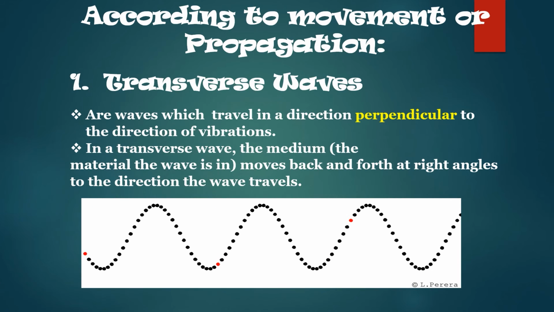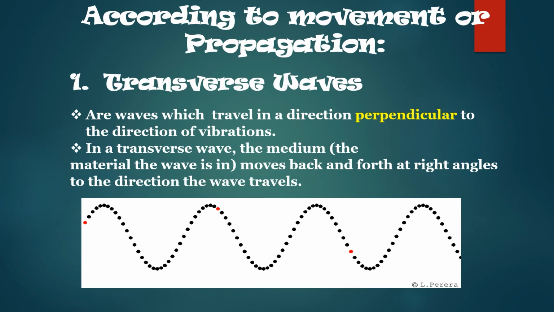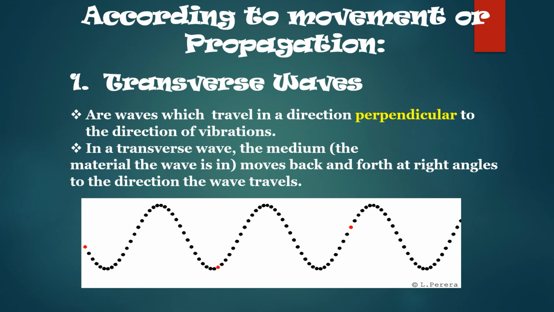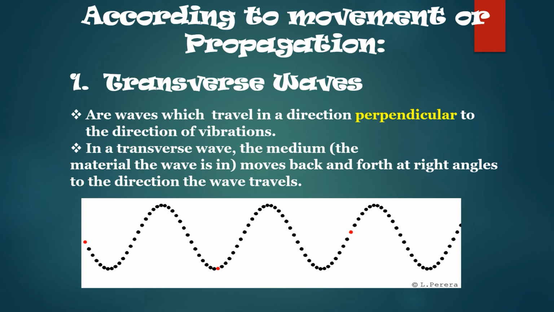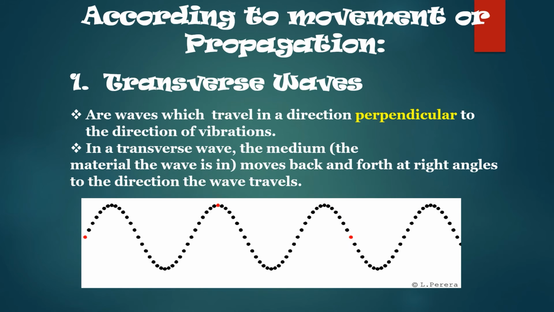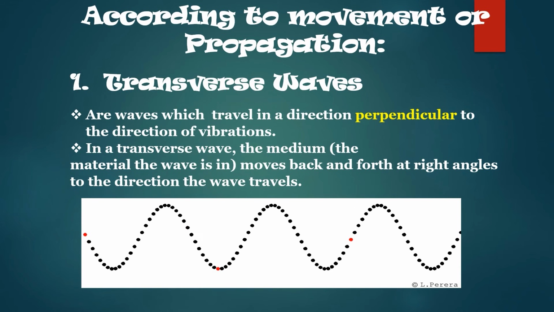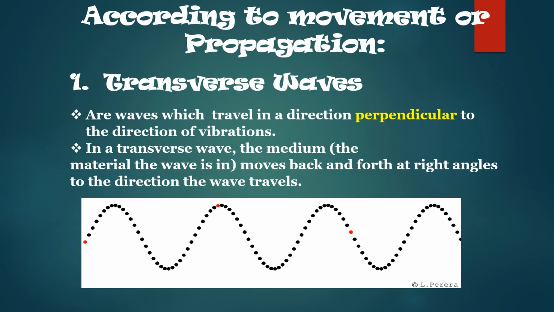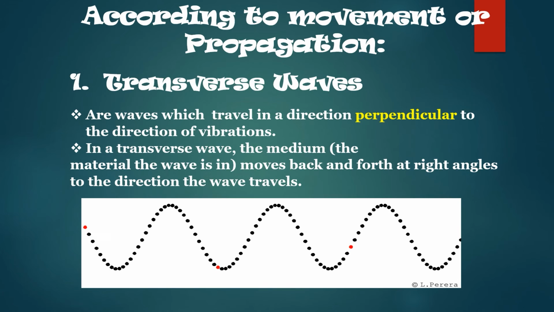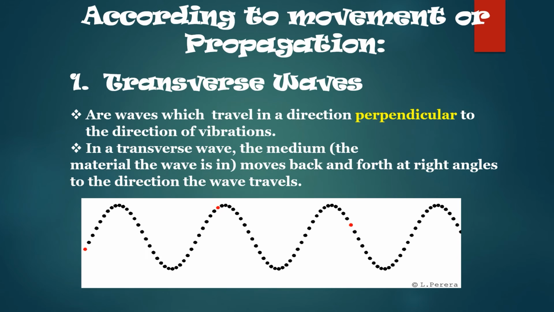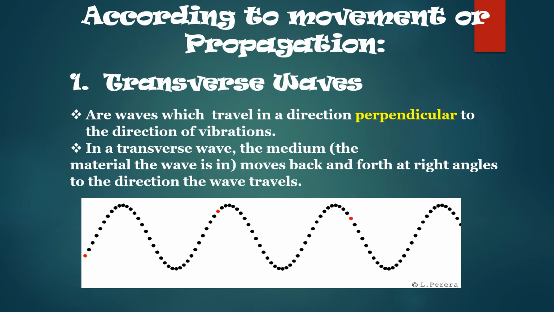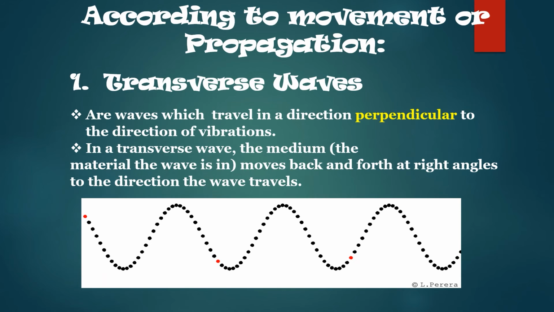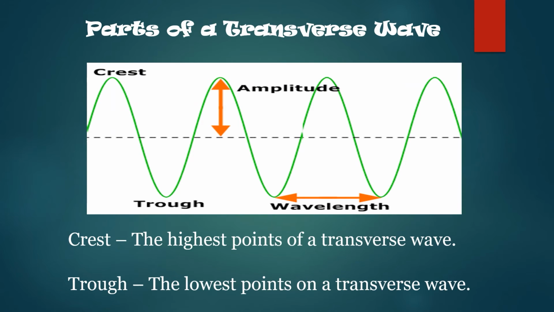Now let's proceed to another classification of waves according to movement or propagation. Under this are transverse waves, which are waves that travel in a direction perpendicular to the direction of vibrations. In a transverse wave, the medium or the material the wave is in moves back and forth at right angles to the direction the wave travels. These are the parts of a transverse wave.